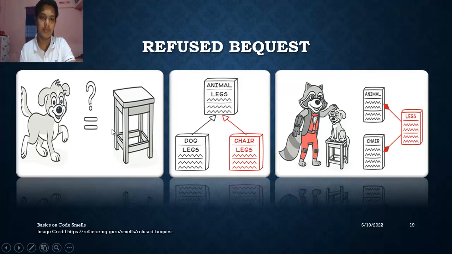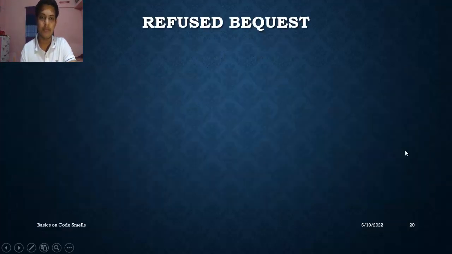Refused bequest. Let's see in the picture that a dog has 4 legs and a chair also has 4 legs. If we make an animal class which is extended by dog and chair, it will be okay for legs only, but not for all the properties of chair and dog. So if we make 2 different classes, animal and chair, and we use the property of leg, then it will be good for the code.